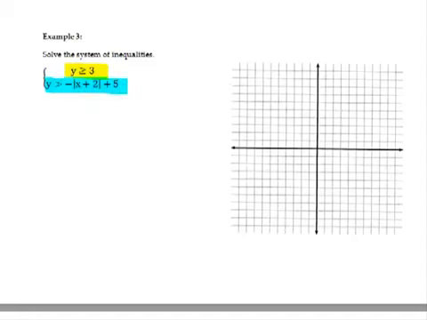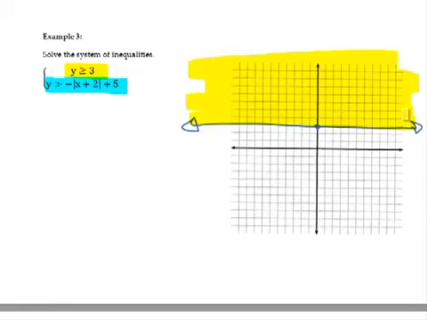So for our very first one, y is greater than or equal to 3. Now remember, 3 is the y-intercept, and there is no slope. There's no up over. It's simply straight across, and it's equal to, so we have a solid line. And then we'll shade above, because it's greater than.